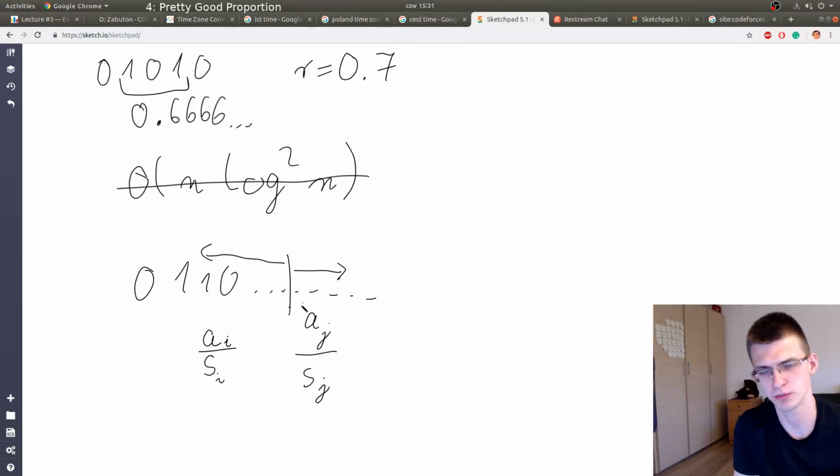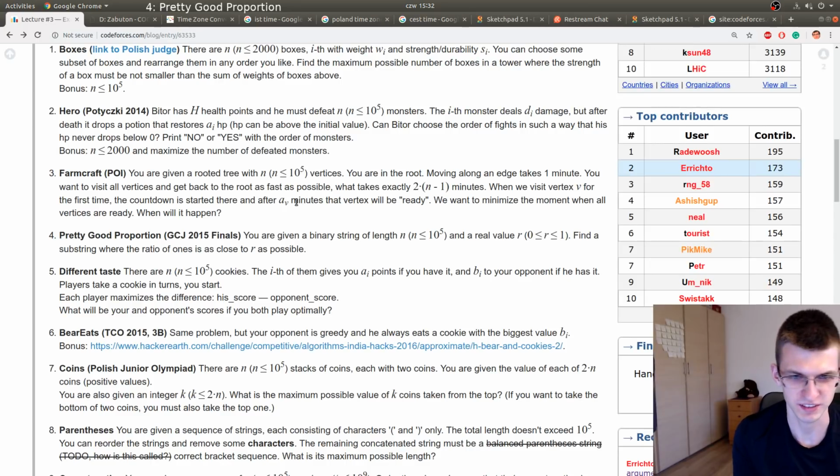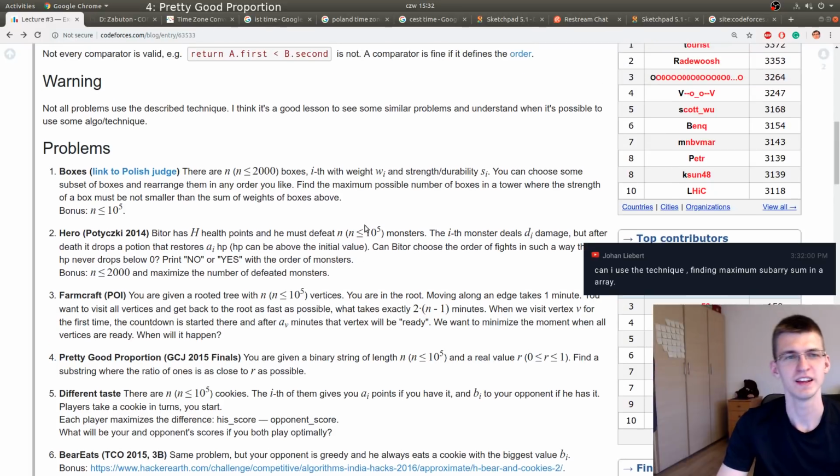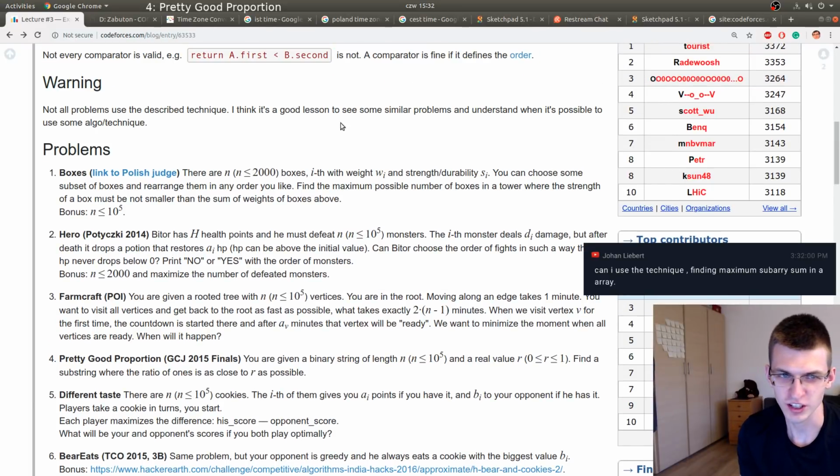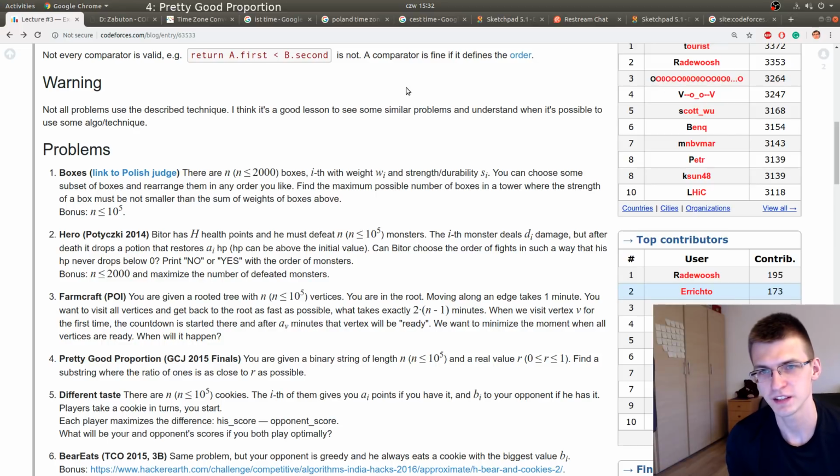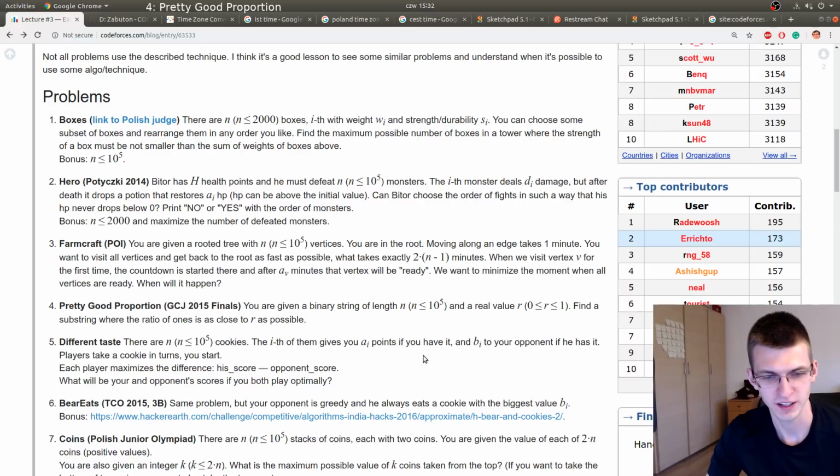So let's remove that. Actually, I said that I want this technique to be used, but what I also said here is a warning: not all problems here use the described technique. I think it's a good lesson to see some similar problems and understand when it's possible to use some algorithm or technique. So this problem is also maybe about some sorting, but it will not use the technique from today's.